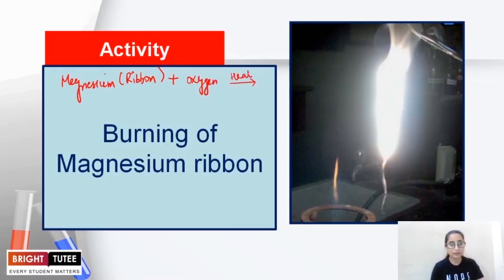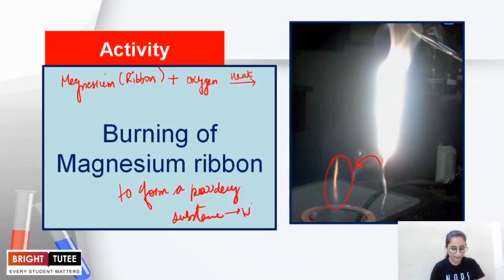How is this happening? Where is this heat coming from? You are using a burner, right? This is the flame of the burner, and you are heating the magnesium ribbon on the burner. So you are supplying heat. Then what happens is magnesium reacts with oxygen to form a powdery substance which is white in color. What is this substance? This substance is magnesium oxide, right? And it burns with a dazzling white flame.